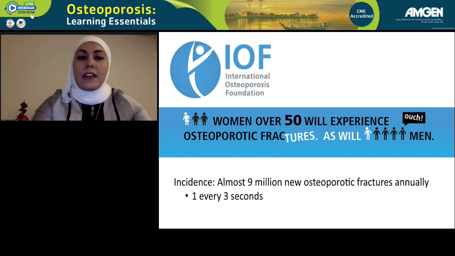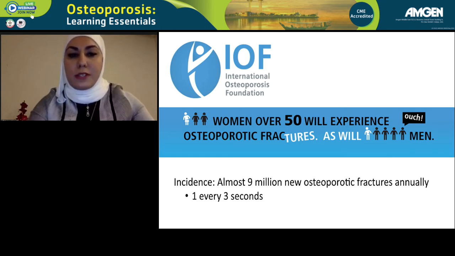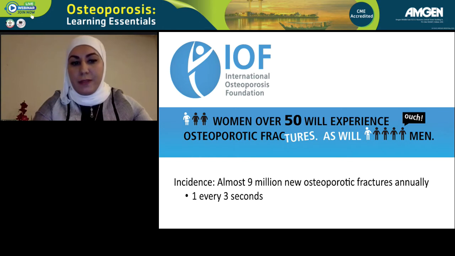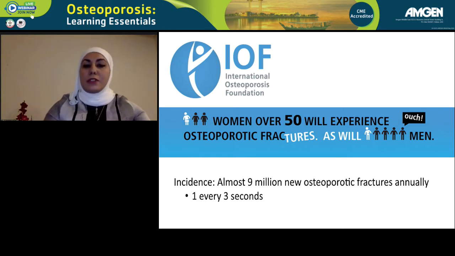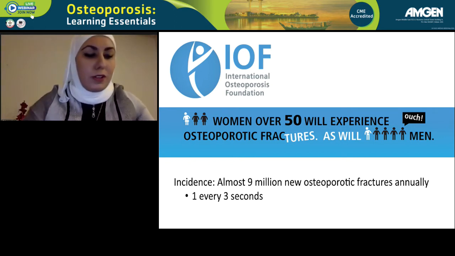One in every three women and one in every five men over the age of 50 will experience an osteoporotic fracture. The incidence is almost 9 million new osteoporotic fractures annually, which occurs at a rate of one every 3 seconds. Often there are no symptoms until the first fracture occurs. The most common fractures associated with osteoporosis occur in the hip, spine, and the wrist, which is called Colles' fracture.